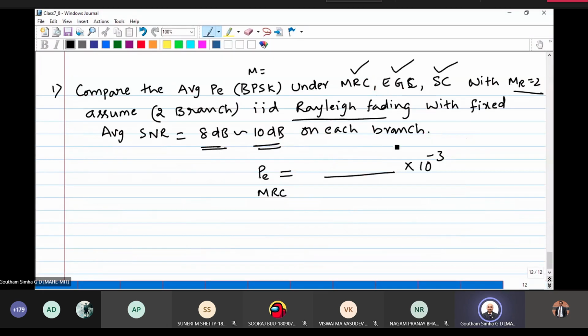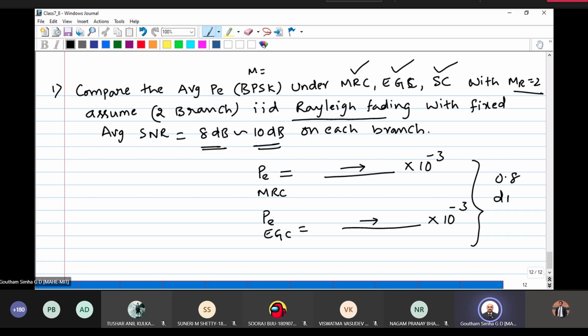If you calculate for the fixed SNR the probability of error for EGC, you will also get it in the order of 10 to the power of minus 3. But here the value will be less, here the value will be more. This difference is in terms of 0.8 dB to 1.6 or 1.7 dB, depending on the modulation order you have used. That means you are approximately getting the same performance with equal gain combining. Now, if you calculate the same for selection combining, you will get it in the order of 10 to the power of minus 2.